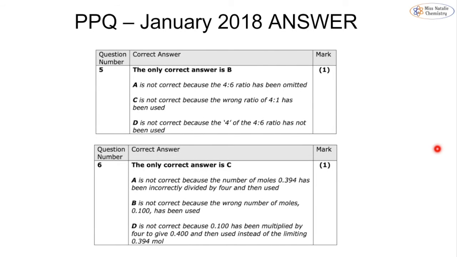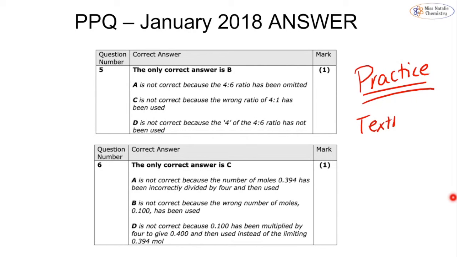Now that's everything for the 1C topic, so your reacting masses, percentage yield and atom economy. Of course, there are lots and lots of examples that you can do on these to get better. The best way to get good at calculations is to practice. So you can use the textbook, you can use past papers, or if you simply go onto the internet and input reacting masses practice questions, you will find hundreds, if not thousands, of questions to allow you to practice this.